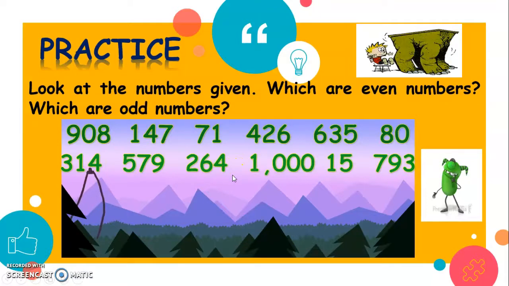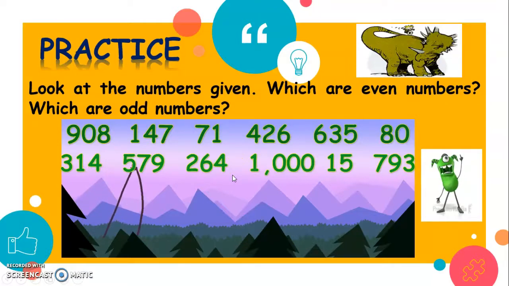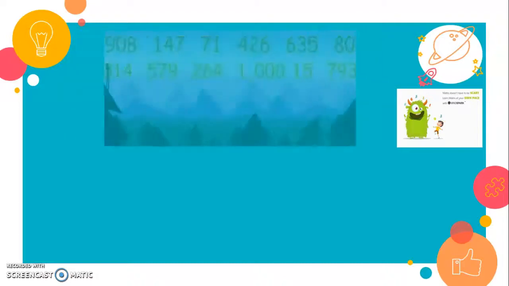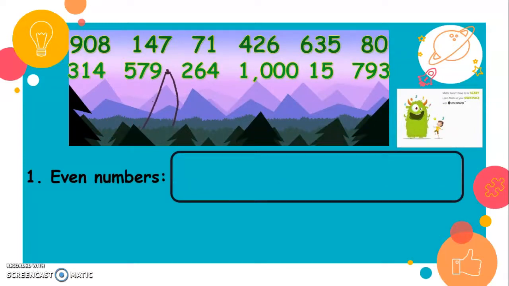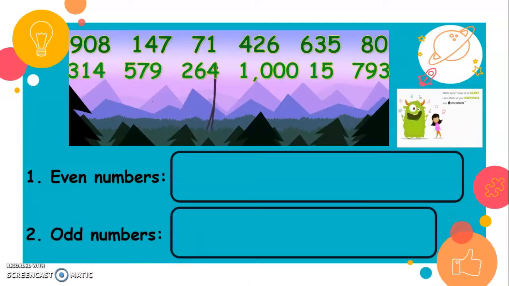If you are ready, we can now see the correct answers. So we have to group these numbers into even numbers or odd numbers. Now if you remember from our lesson, all even numbers come in pairs. And odd numbers, not all of them come in pairs. So even numbers always end in the ones place. Even numbers end with 0, 2, 4, 6, or 8. So let's see which ones are even numbers here.